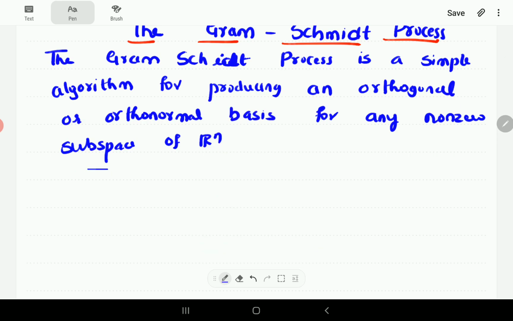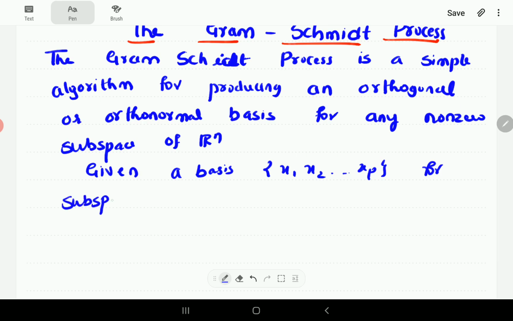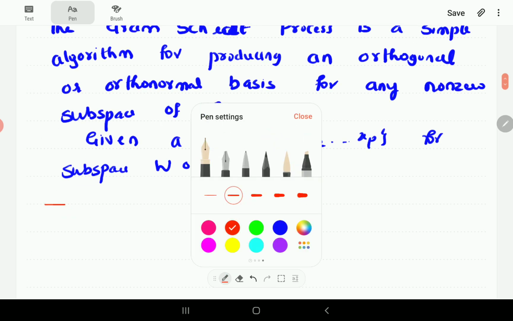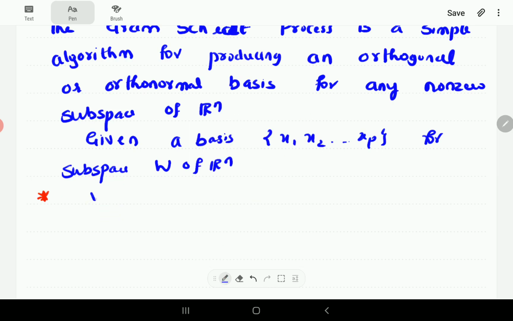Suppose we are given a basis of vectors, say x1, x2 and so on up to xp, for a subspace W of Rn. Then what is the procedure? The first step is we will start by taking v1 as x1. So here we are given x1, x2, x3 and so on, and we take v1 as x1.